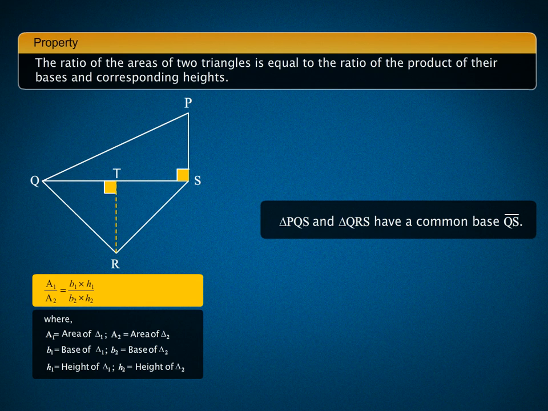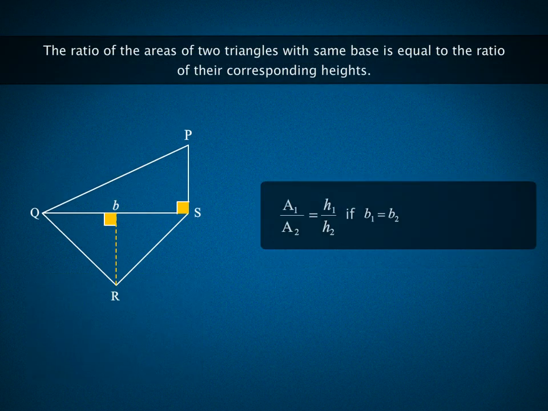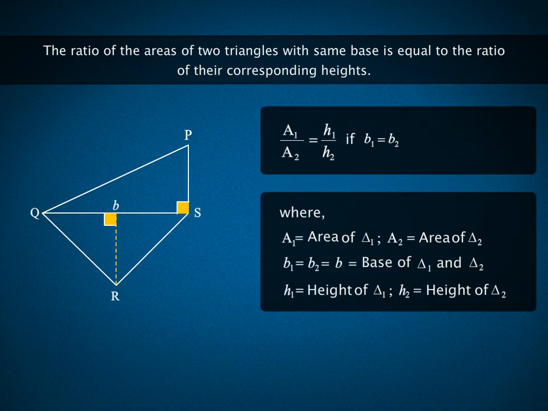Now, use the property of ratios of areas of two triangles. We get the ratio of the area of triangle PQS and triangle QRS with the same base QS equals the ratio of their corresponding heights. In general, we can say that the ratio of the areas of two triangles with same base is equal to the ratio of their corresponding heights as shown.